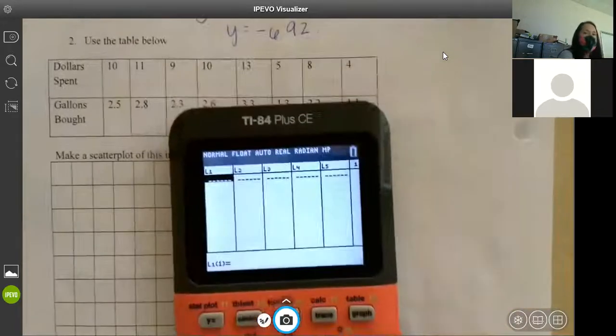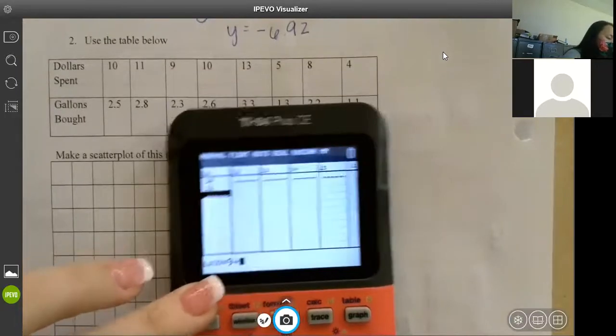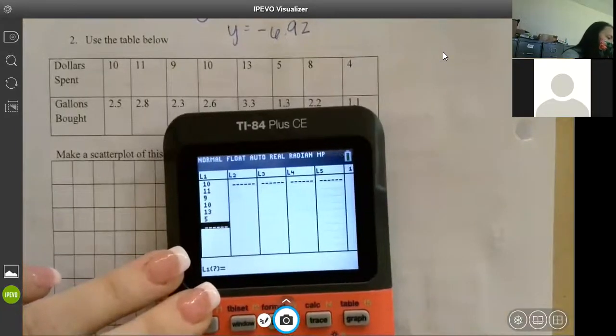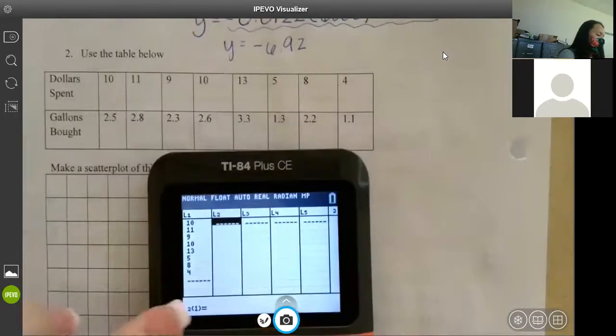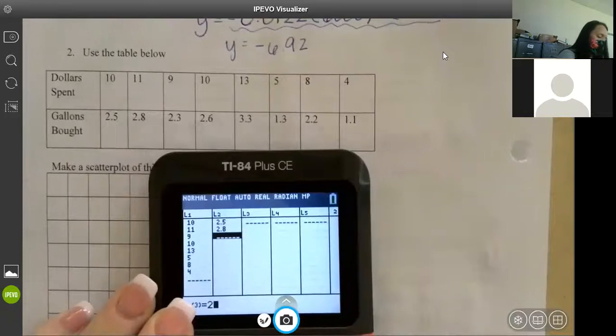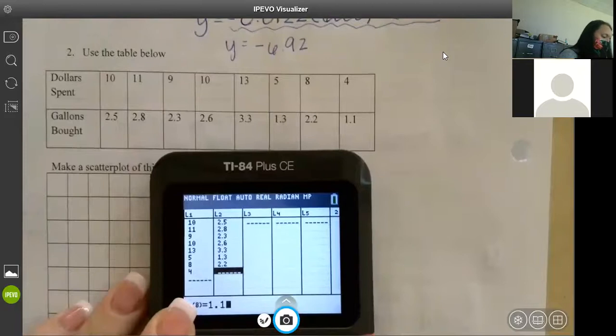Then put your new values in. The top of the chart goes in L1. So 10, 11, 9, 10, 13, 5, 8, 4. And I'm just going to check it. L2 is 2.5, 2.8, 2.3, 2.6, 3.3, 1.3, 2.2, and 1.1.